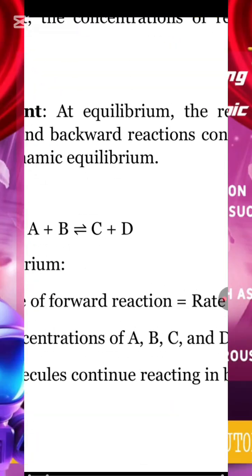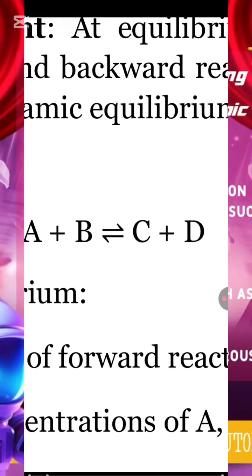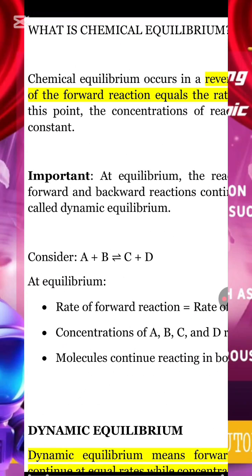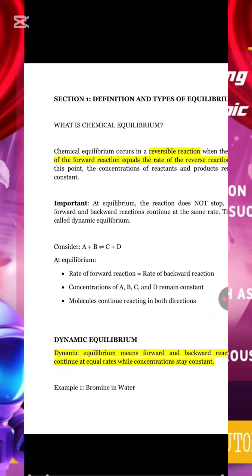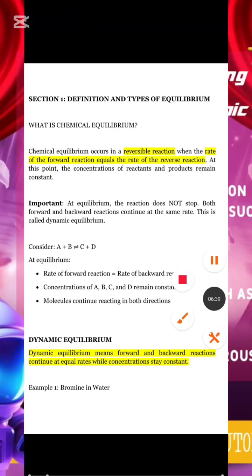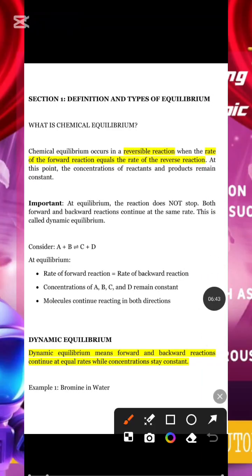That means if the speed at which A and B are combining to form C and D is equal to the speed at which C and D are combining to form A and B, then you can say that the reaction is at equilibrium. Take note that at this point, the concentrations of the reactants and products remain constant.